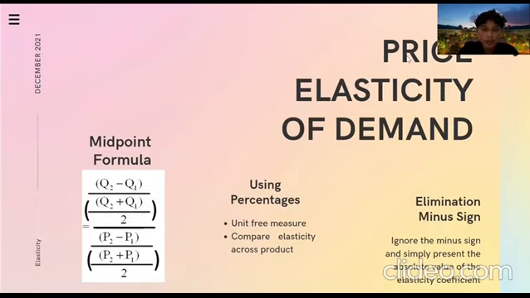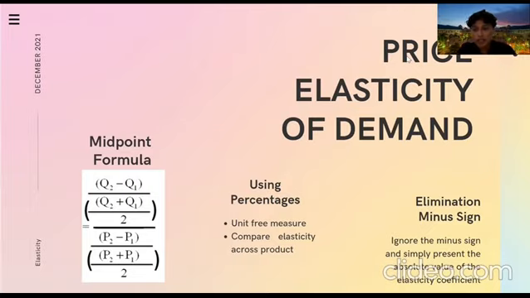The second one is using percentages. Why use percentages rather than absolute amounts? There are 2 reasons. The first reason is that it is a unit-free measure, and the second reason is that it allows us to compare elasticity across products.